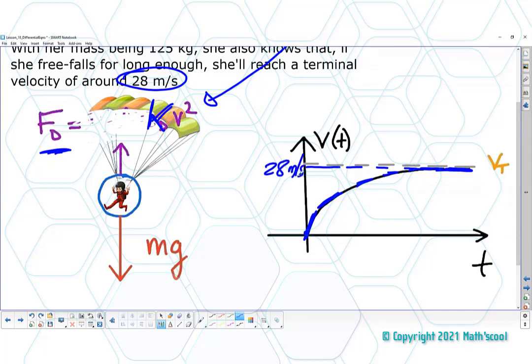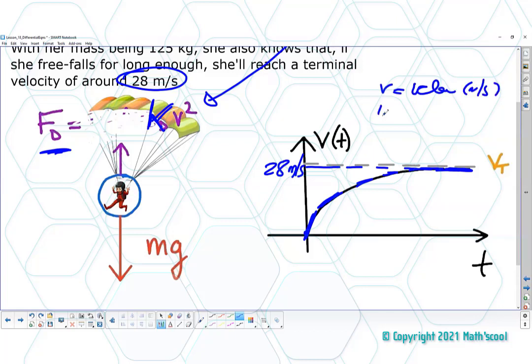Okay, so, all right, we need to form a differential equation. We've got loads of information here. We need to form a differential equation. Matthew, what do you want to define first of all? Variable. Velocity. Yep. V equals velocity in meters per second.